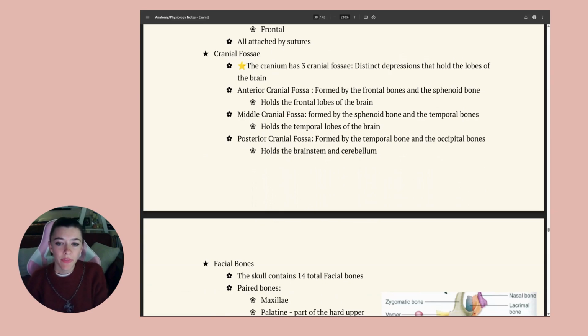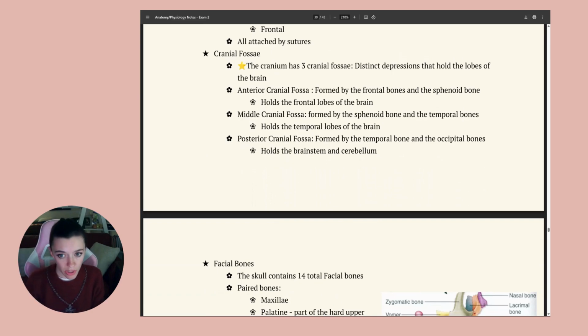Cranial fossa. The cranium has 3 cranial fossae, distinct depressions that hold the lobes of the brain: anterior, middle, and posterior. Your anterior cranial fossa is formed by the frontal bones and the sphenoid bone. It holds the frontal lobes of the brain.